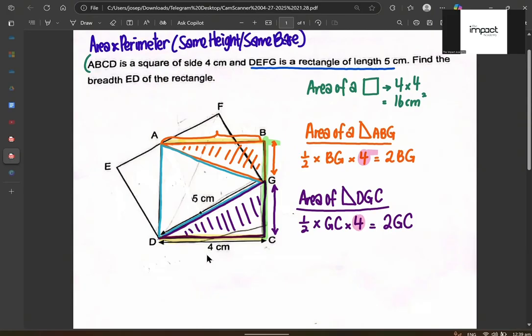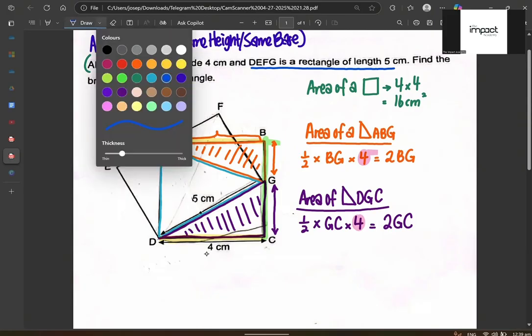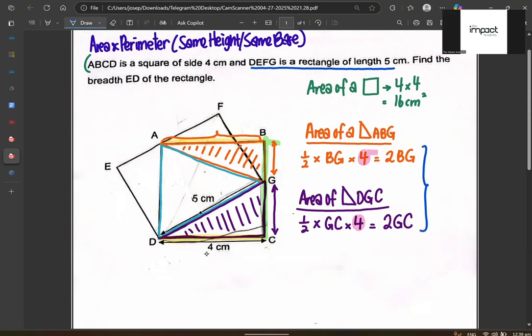square? Now, if you're wondering, wait, why is it half? Why is this equals to half of the area of the square? Let me just write that down. Half of area of square. Why is that so? Because of these two things.